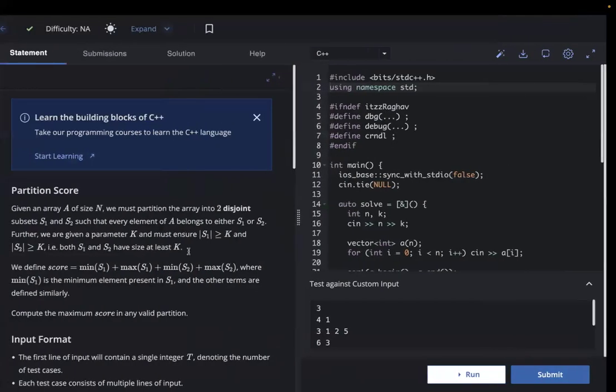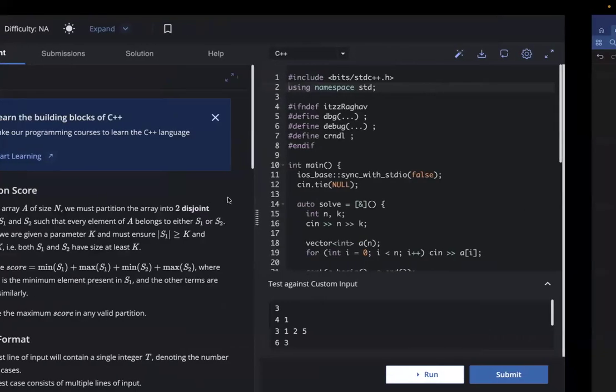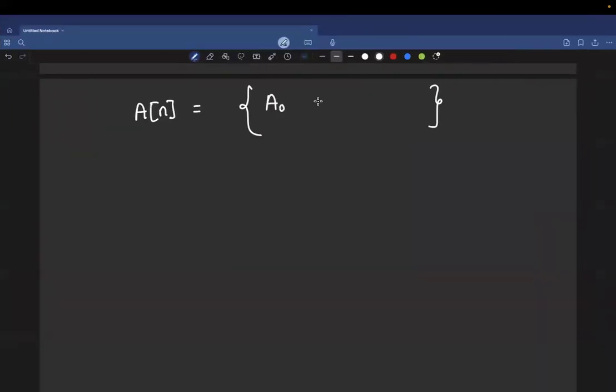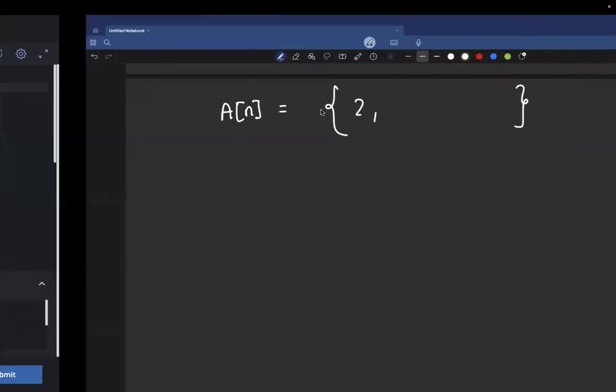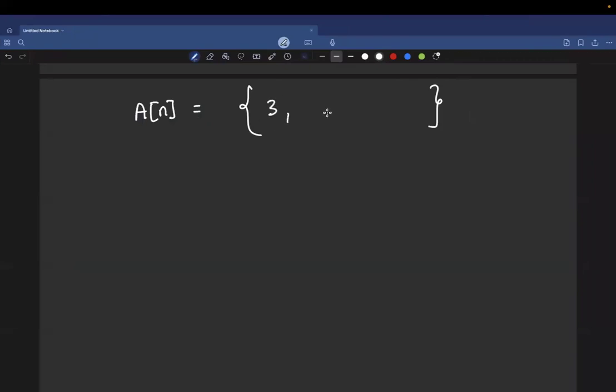The next problem says that we have been given an array. Let's call this array A of n, having n elements, and we have to partition this array. This array will have elements like A0, A1, A2. Maybe let's give them some random values: 3, 1, 2, 5.